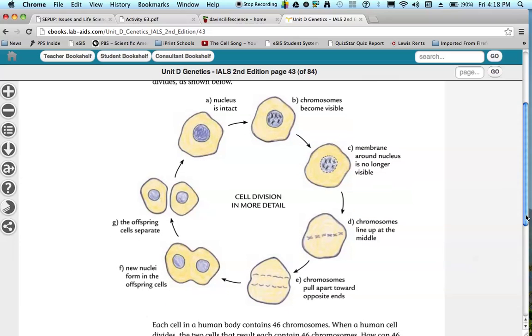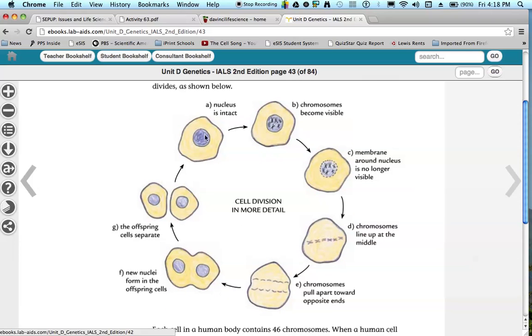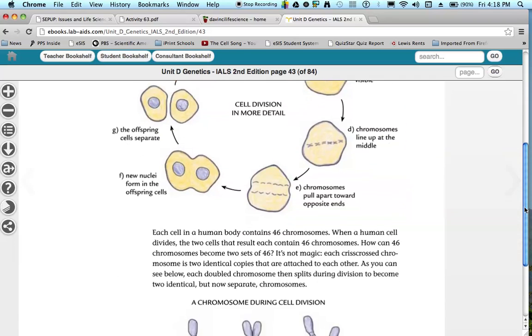So, here we go. The nucleus is intact, and chromosomes become visible. Then the membrane around the nucleus is no longer visible; it disintegrates. The chromosomes line up in a line in the middle. Then they get pulled apart, to opposite ends. And then two nuclei appear, and the cell separates, making two cells.